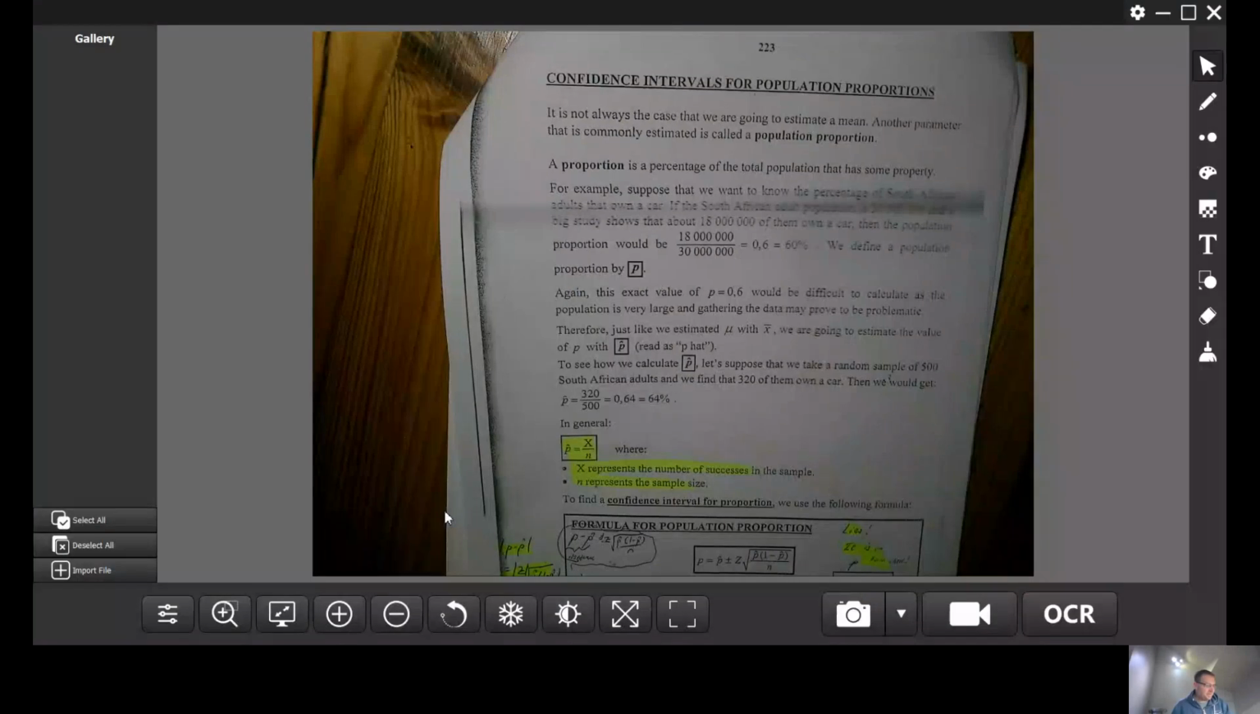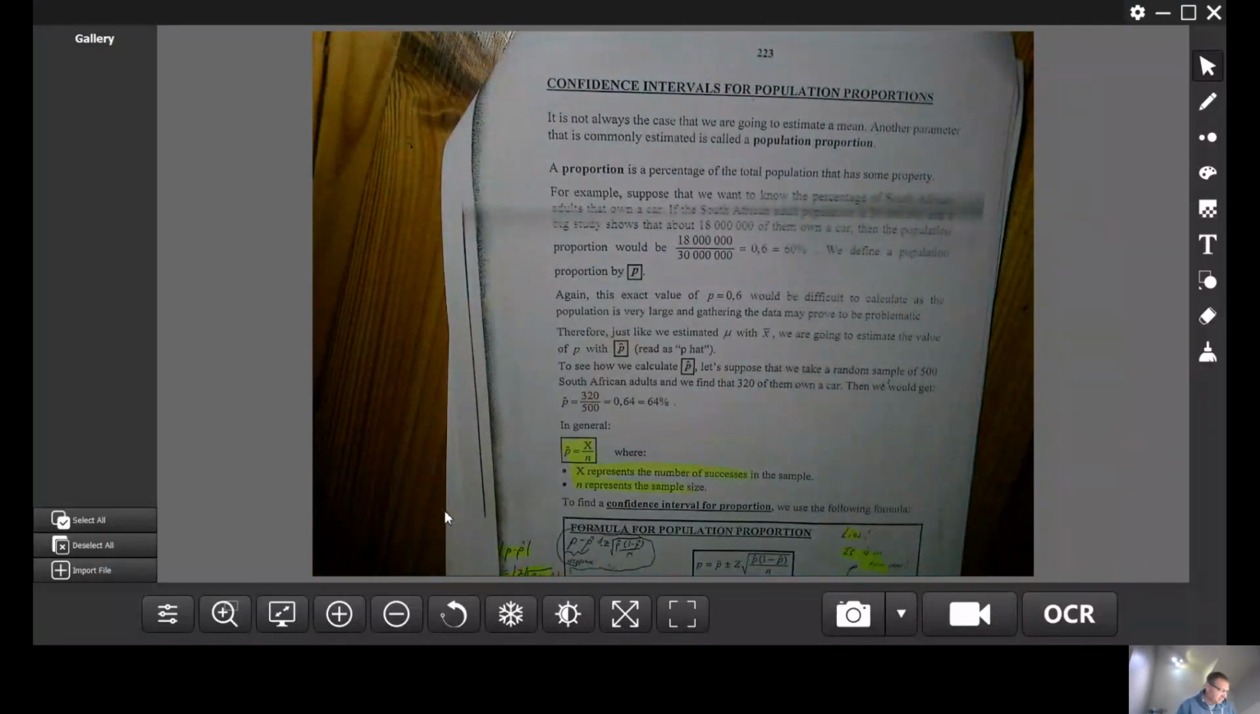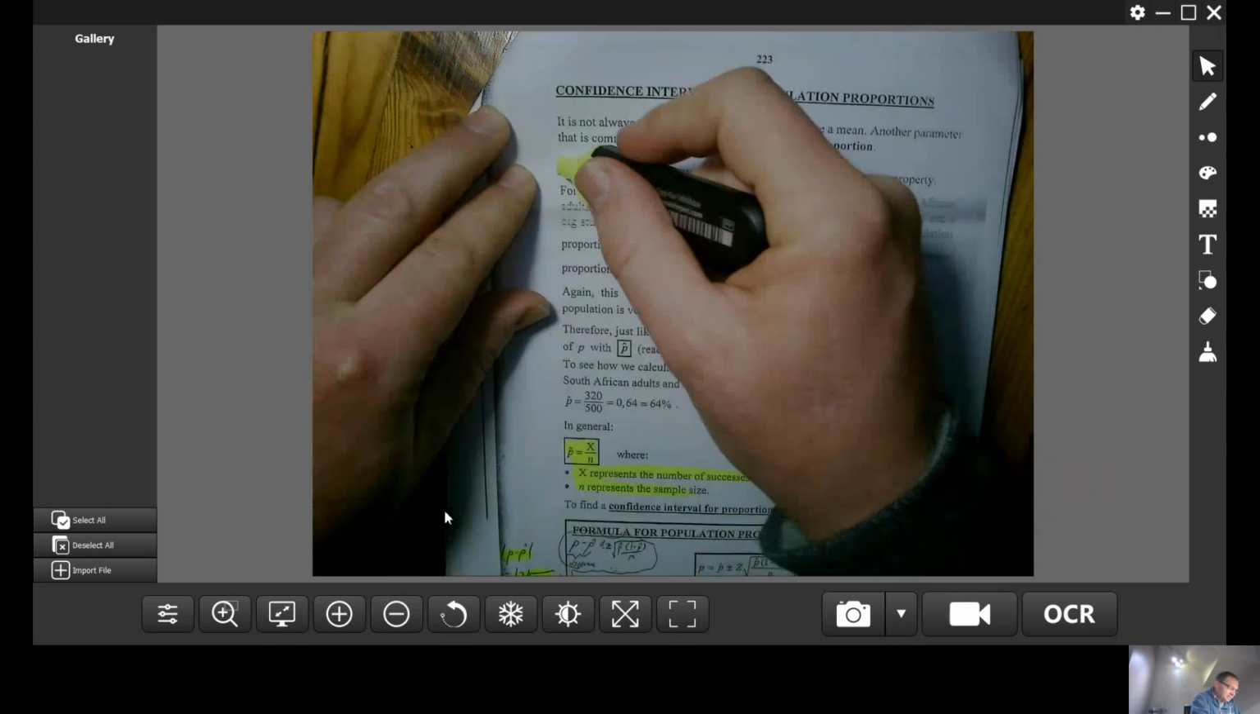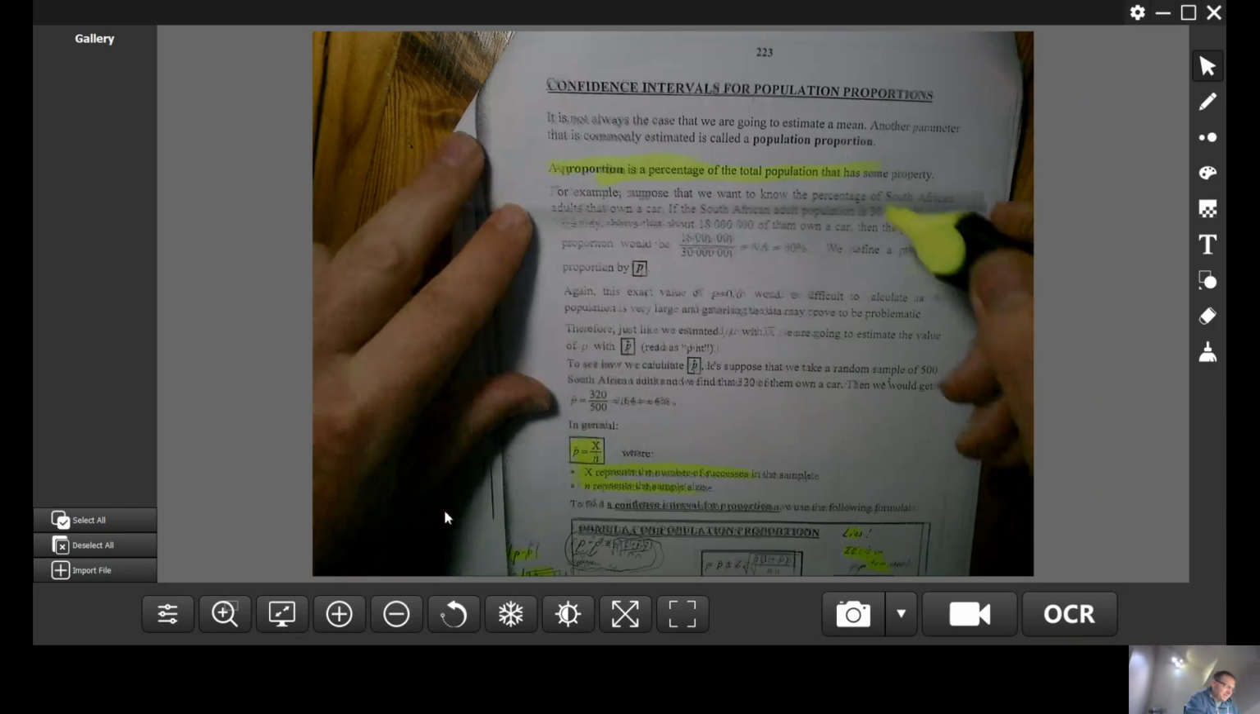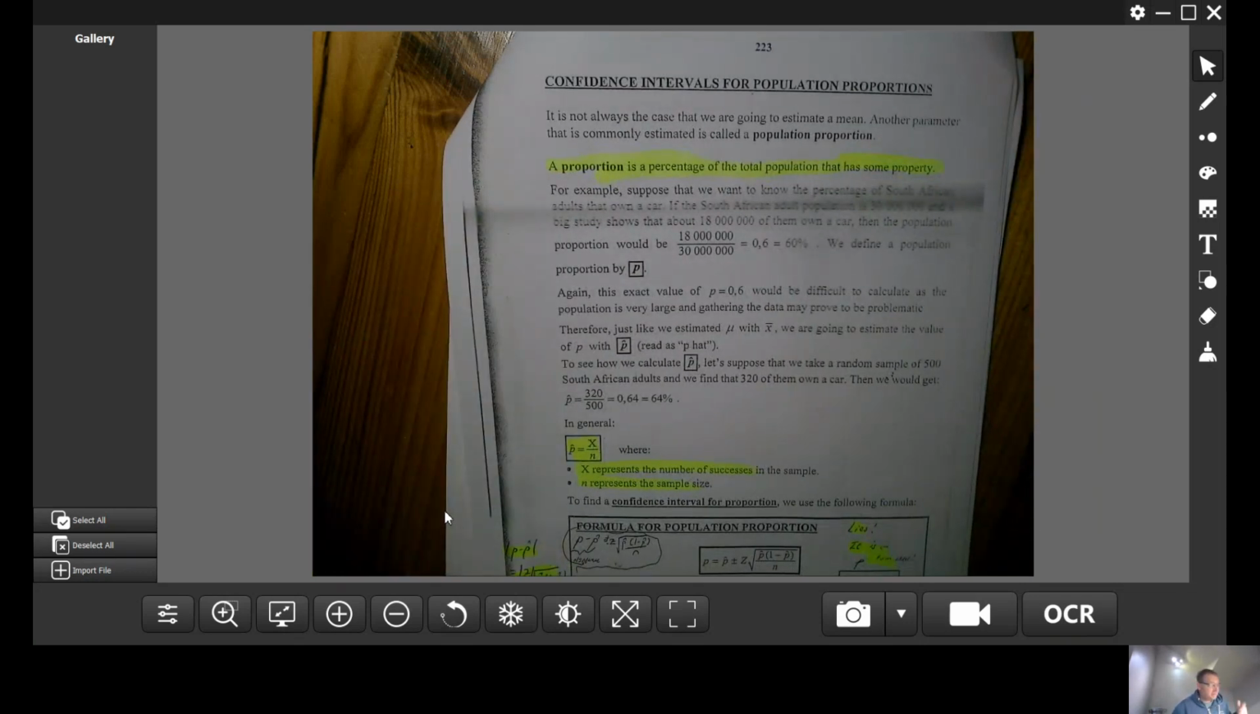You're going to need the notes I sent you, the affiliate notes for population proportion. So you will be working with these notes over here. Confidence intervals for population proportions. A proportion is, as we said over here, a percentage of the total population that has some property. By property they mean characteristic. So that's a proportion. They look at the example of cars. If you took everyone, 18 million out of 30 million have a car. Nowadays it's that high. Which is 60% of people have a car. I would say probably more like 15% in this country.